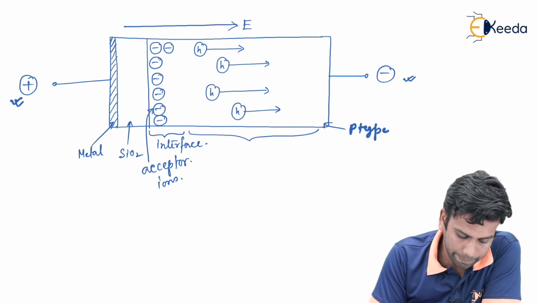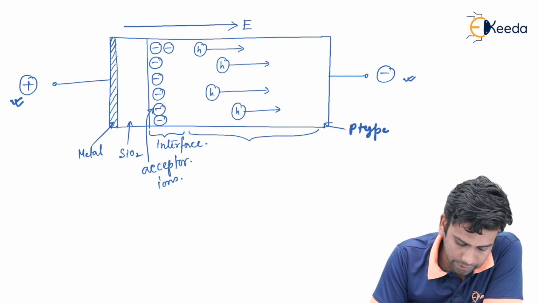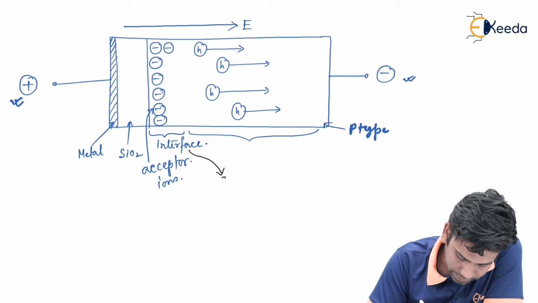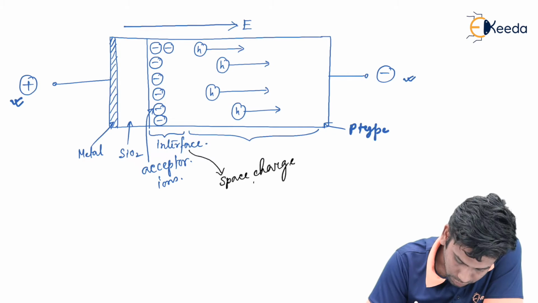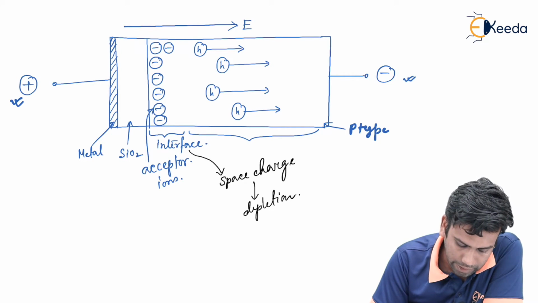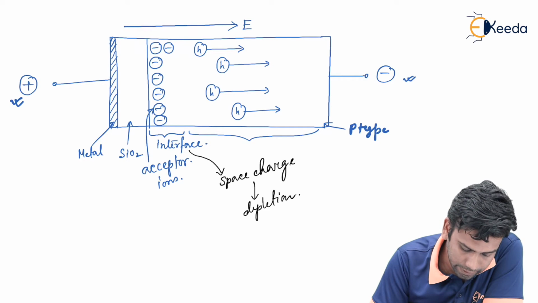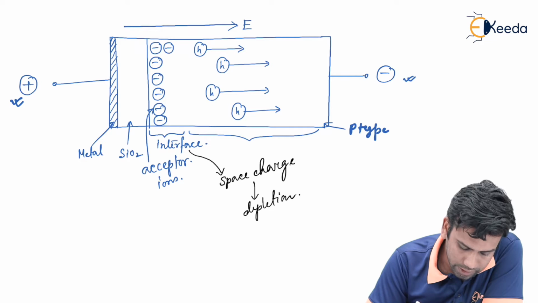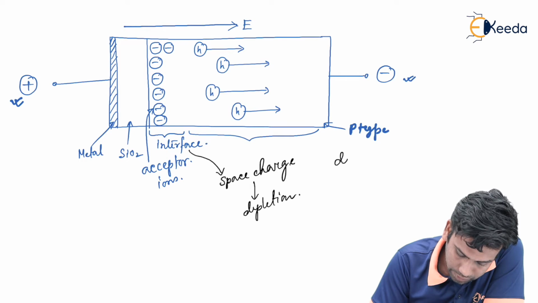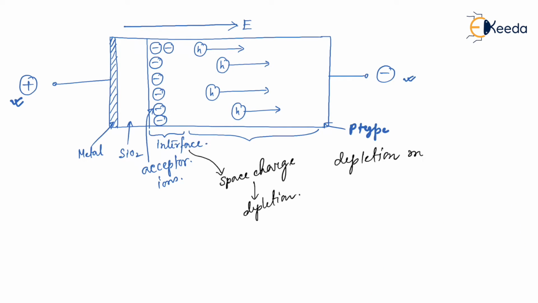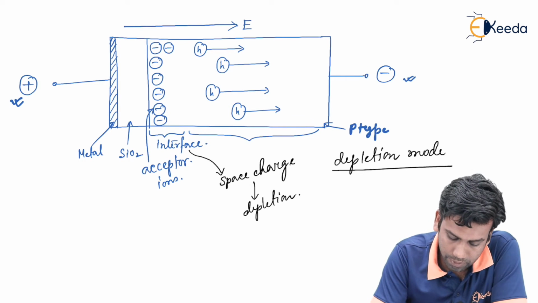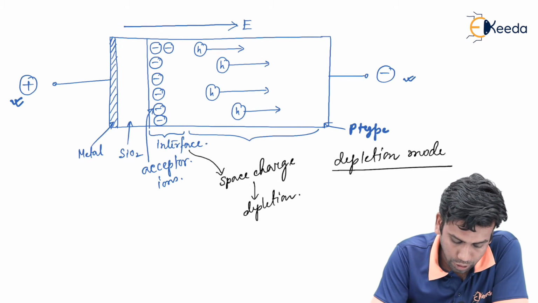regions. So after applying the reverse voltage, we have seen that at the interface some space charge region has been created or some depletion region has been created at the interface of the MOS capacitor just under the silicon dioxide. That's why this mode of operation is called the depletion mode. Now let us draw the band diagram of this depletion mode of MOS capacitor.